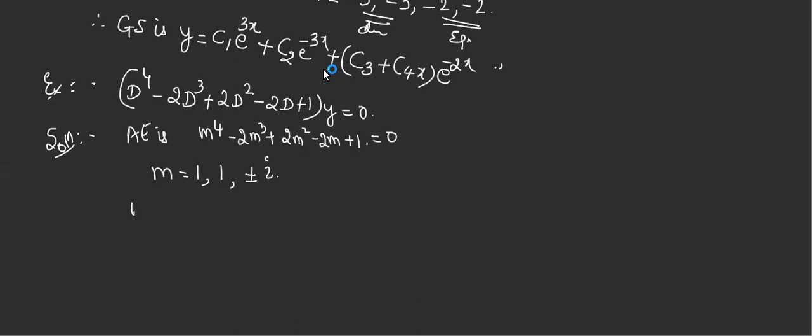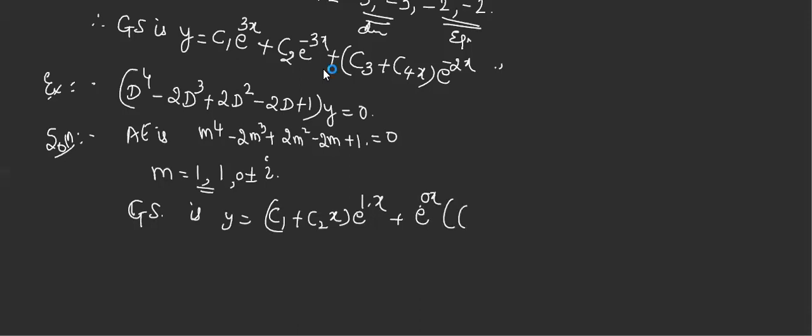How to write now the general solution? y equal to. These are real and equal. How to write? C1 plus C2 x, e raised to x. Plus, what is the real part of this? C1 cos 0x plus C2 sin 0x. If you want, you can write e raised to 0x. C3, coefficient of i. C3 cos x plus C4 sin x. Correct? Good. Try one more.